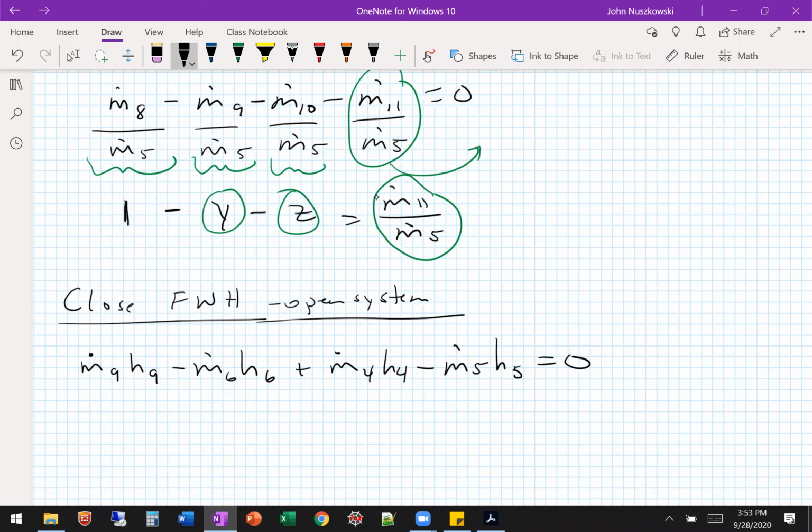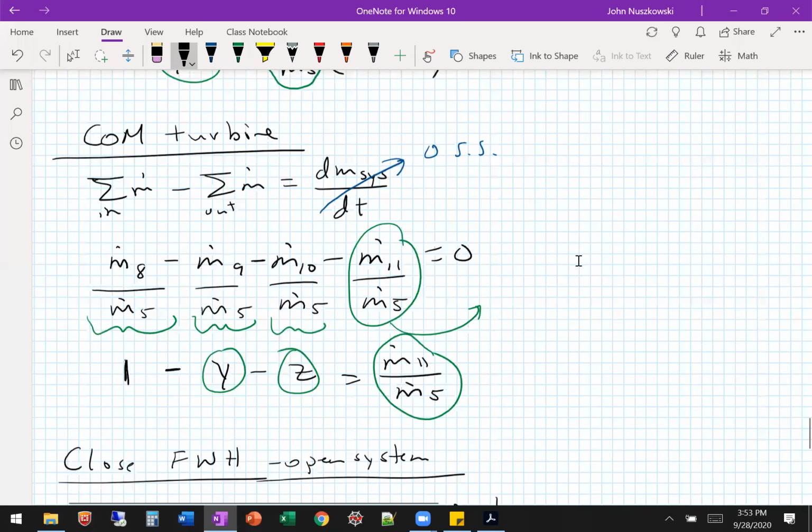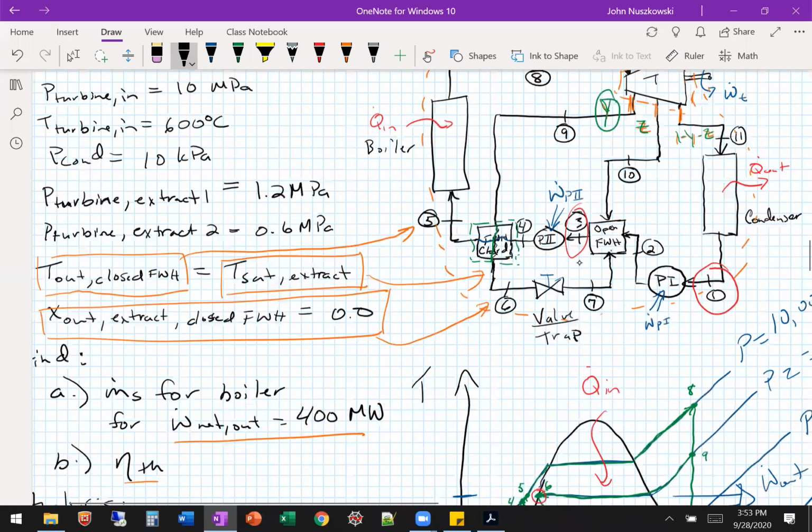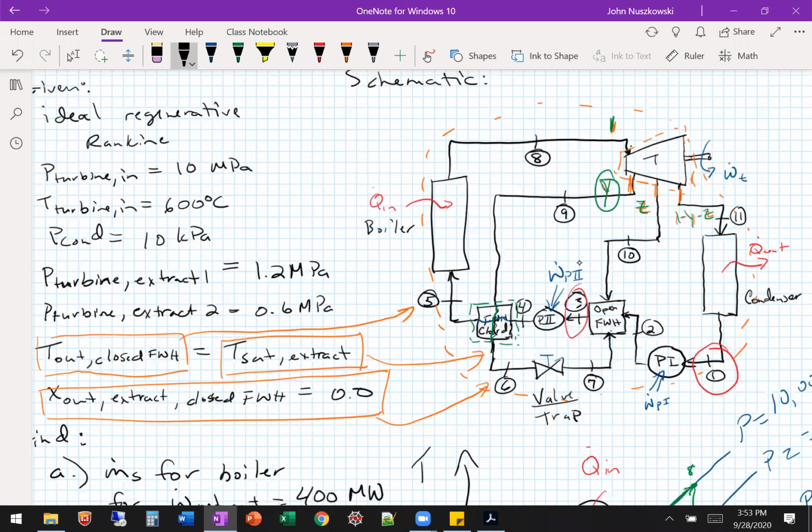Okay, so from conservation of mass, flow rate 9 is connected to 6, and mass flow rate 4 is connected to 5. If we go up to our schematic again, we can see that. So 4 is directly connected to 5. There's no mixing between 9 and 6. 9 is directly connected to 6.